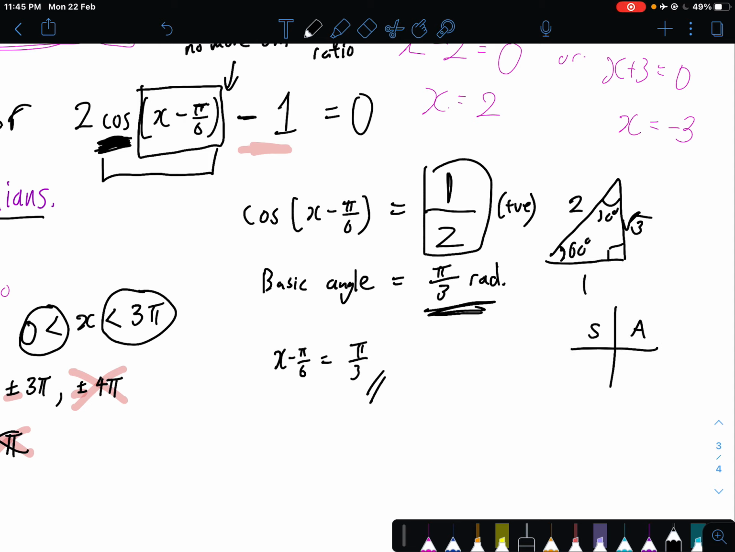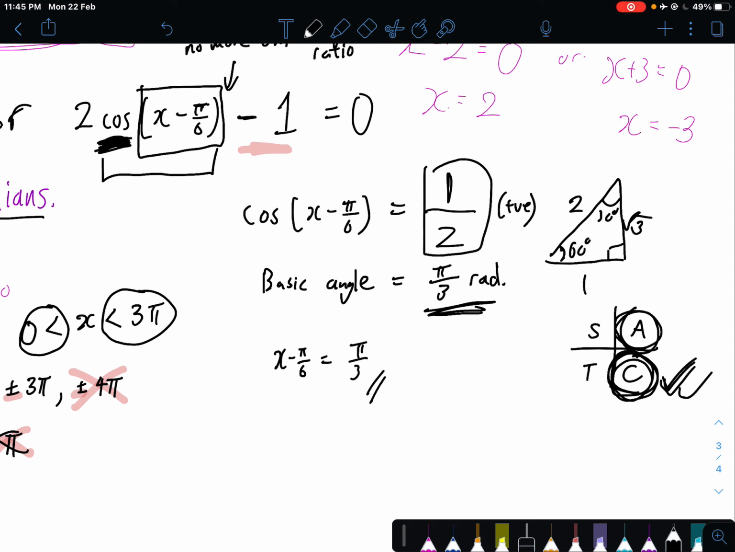If we just stop there, it means that we have forgotten to think about the ASTC. So we want to look at the places where cosine has a positive value. It's this one and this one, quadrant 1 and quadrant 4. So we have our quadrant 1, but we forgot about our quadrant 4. That's bad. So we still need to figure out how to find our quadrant 4 angle.